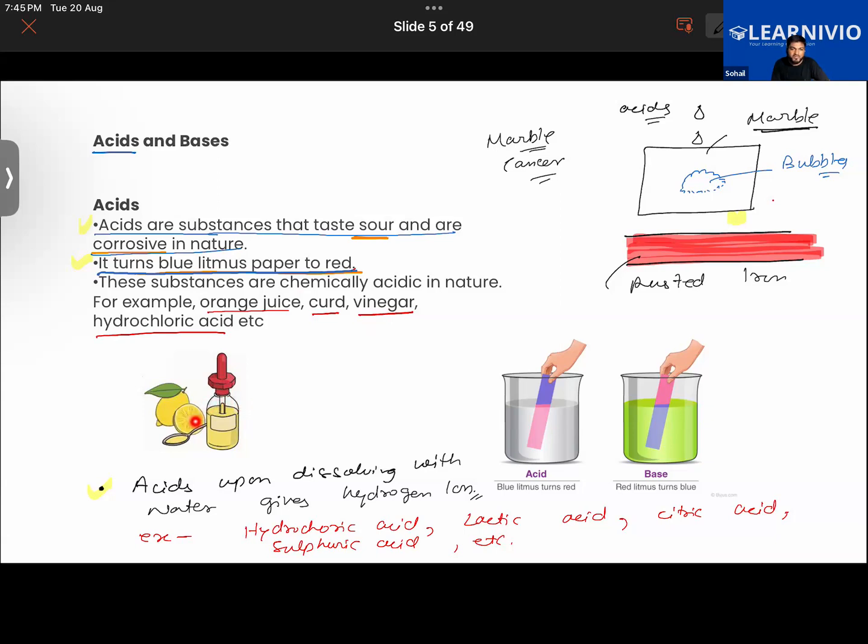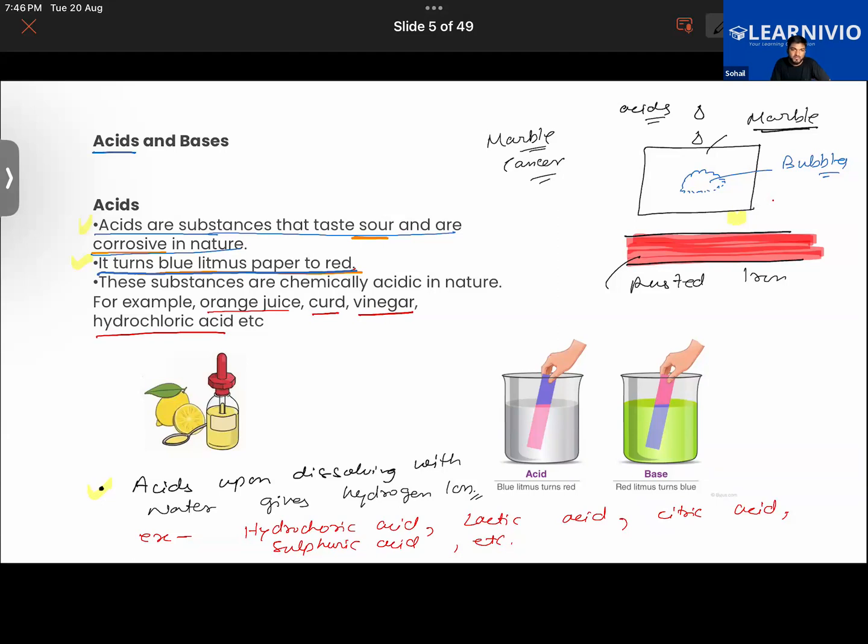Also you would have observed, if you pour some lemon juice on your hand, it will give you a tingling sensation, right? Why? Because we know that acids are corrosive in nature. That's why it gives a tingling sensation. Got this so far?